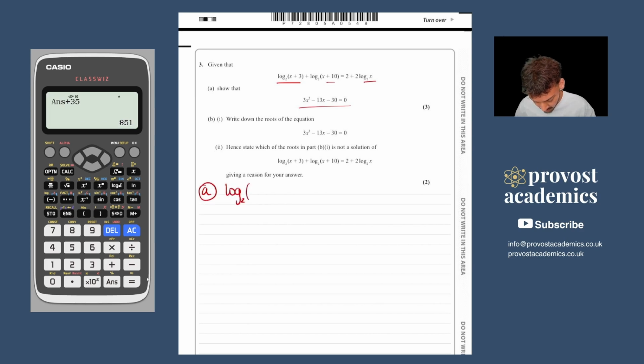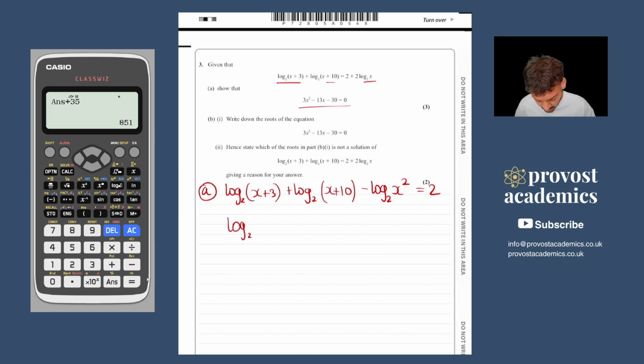So log of base 2 x plus 3 plus log of base 2 x plus 10 minus 2 times. So again, rather than writing 2 times log, I'm going to use the power rule ahead of time, because I know where this is going, right? So I'm going to say log of base 2 x squared, and that's equal to 2. And finally, now I can take log rules.